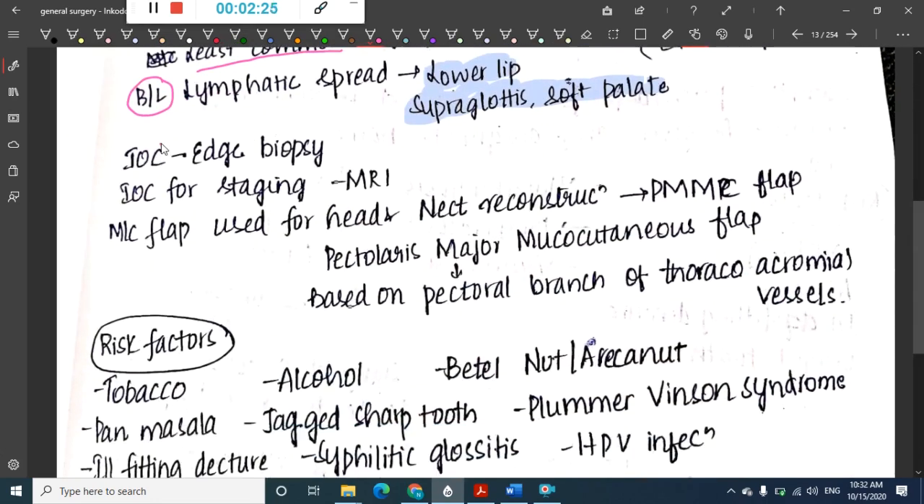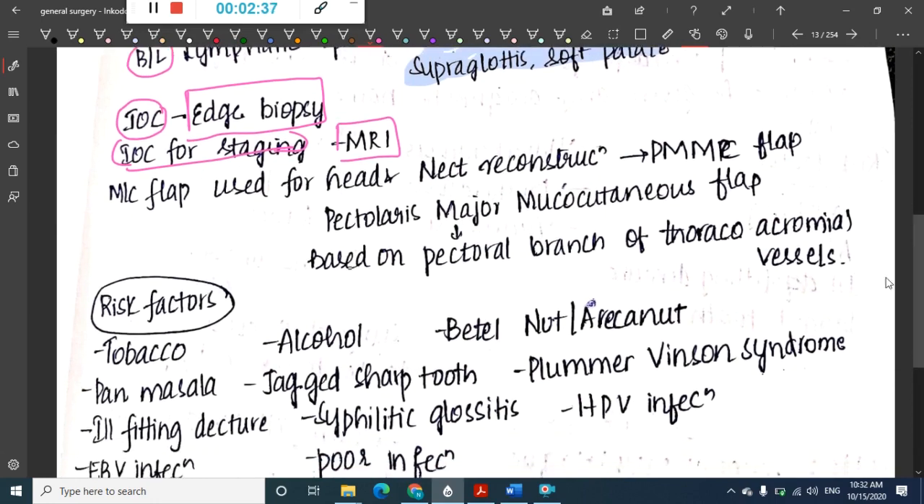Then what is the investigation of choice? Investigation of choice is edge biopsy. Investigation for staging is MRI. So investigation of choice is edge biopsy and investigation for staging is MRI.